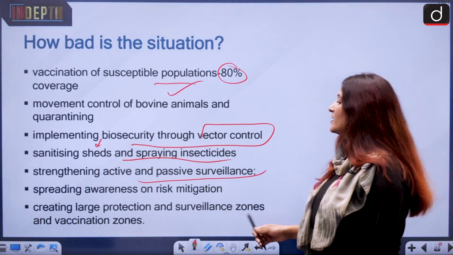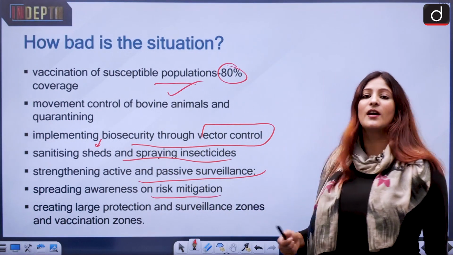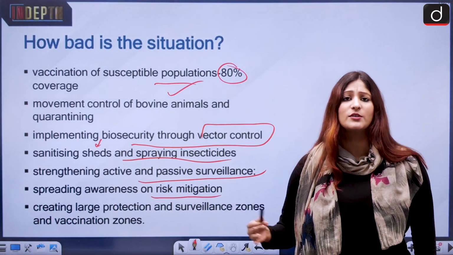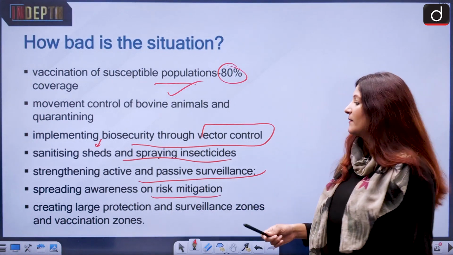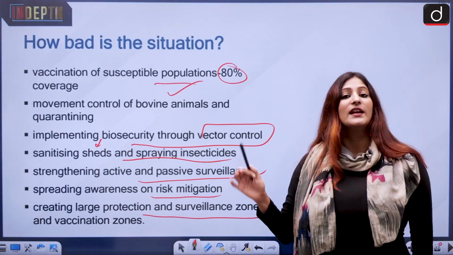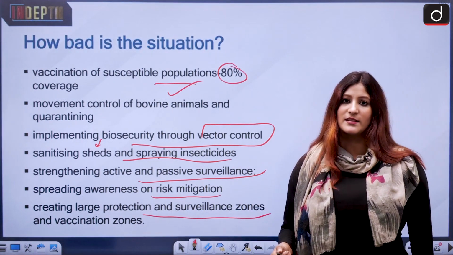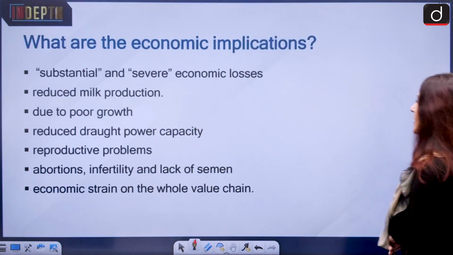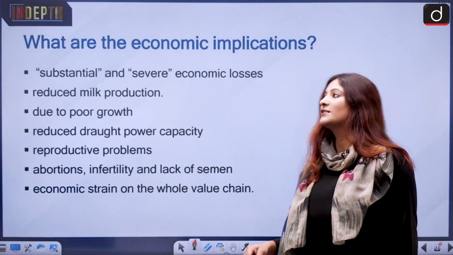Why not employ it? Spreading awareness on risk mitigation among the stakeholders, specifically farmers and village areas, specifically those people who deal with the bovines, and creating large protection and surveillance zones and vaccination zones. If we can defeat coronavirus, we can also defeat lumpy skin disease virus. Only political will and the awareness of the population is needed.